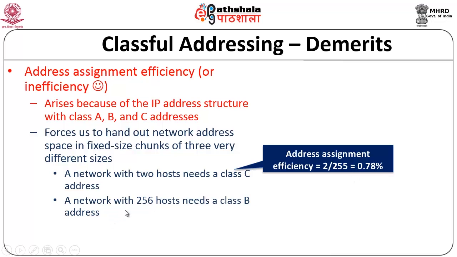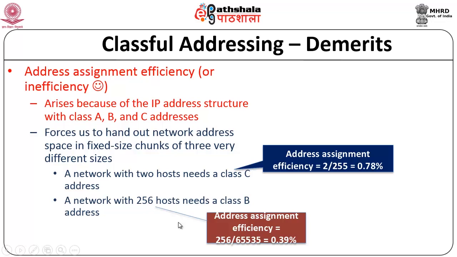Let us say, for instance, you want 256 hosts. For 256 hosts, you will have to choose a class B address. If I choose a class B address for a 256-host network, what will be the efficiency? There are actually 65,535 addresses available, of which only 256 are being used. So the efficiency of usage of those addresses is only 0.39%. This address assignment efficiency is very, very low when we opt for larger networks, even though our requirement is small. But we are forced to opt for these networks because the network addresses are handed out only in fixed size chunks. You either get a 256 size network, or a 64K network, or a 2 power 24 network.